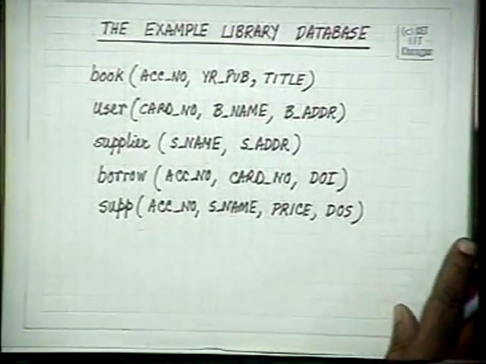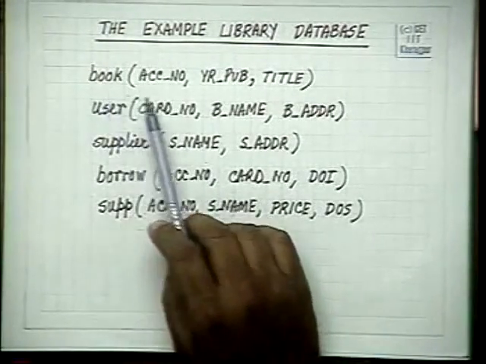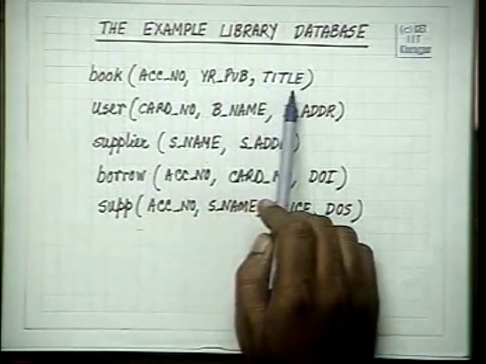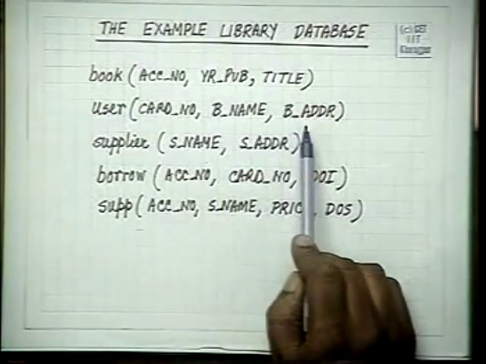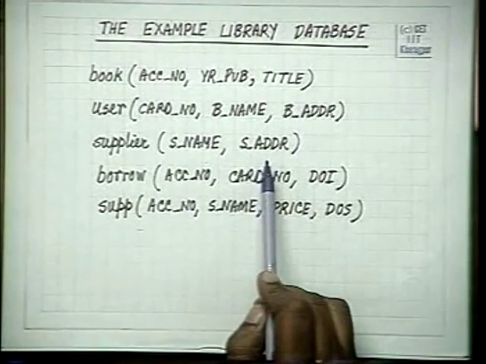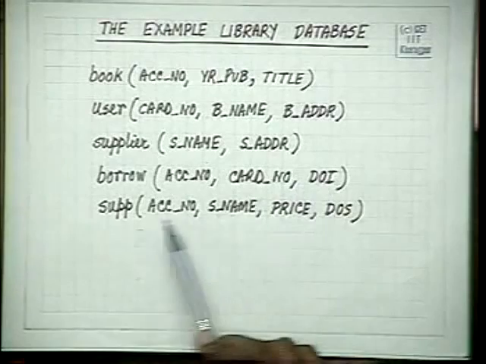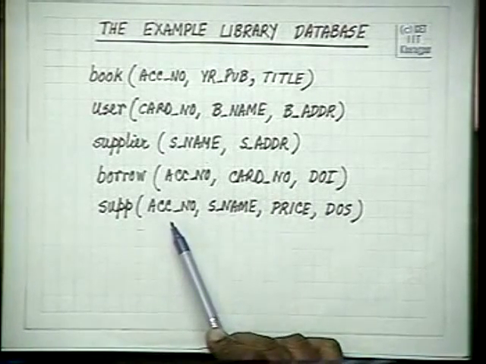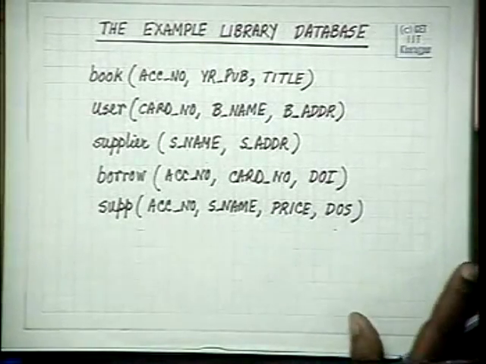As usual, we shall pick up our original example where we had the 5 relations: the book relation with accession number, year of publication and title; the user relation with card number, borrower's name and borrower's address; the supplier relation with supplier name and supplier address; the borrow relation with accession number, card number and date of issue; and the sup relation with accession number, supplier name, price and date of supply. So this is the example we will continue with.